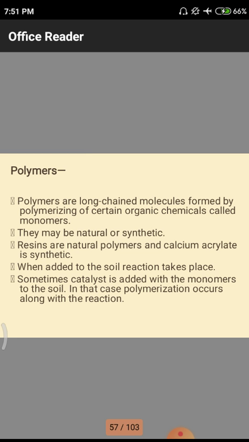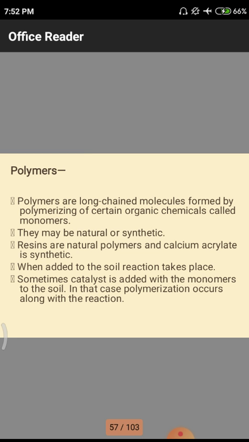They may be natural or synthetic. Some of the polymers form naturally. Why? Because in trees we have some resins, and we also obtain rubber as a natural material. Rubber is also one of the polymers with some natural degradation properties. But some artificial polymers are not degraded on the earth's surface. They take thousands of years to degrade in the soil. So resins are natural polymers, like calcium acrylate, and calcium acrylate is synthetic.